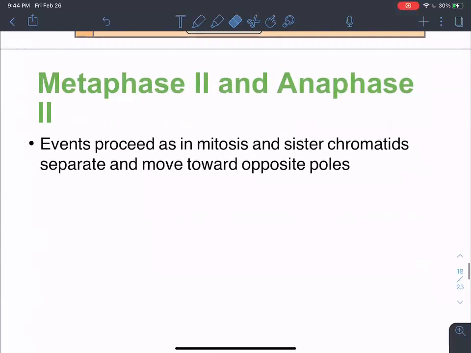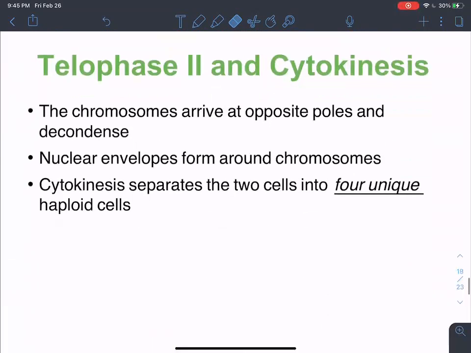So during metaphase 2 and anaphase 2, the events proceed just like they did in mitosis, and the sister chromatids separate and move towards the opposite poles. Then in telophase 2 and cytokinesis, the chromosomes arrive at opposite poles, and then they decondense, and the nuclear envelopes form around the chromosomes, and you form that nucleus again. The cytokinesis is then going to separate the two cells into 4 unique haploid cells.